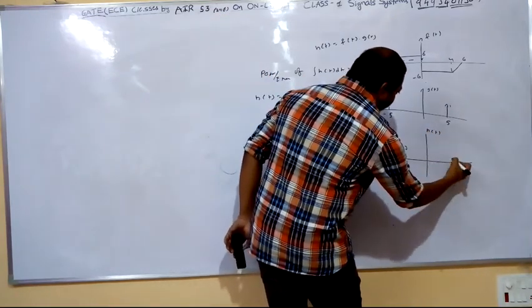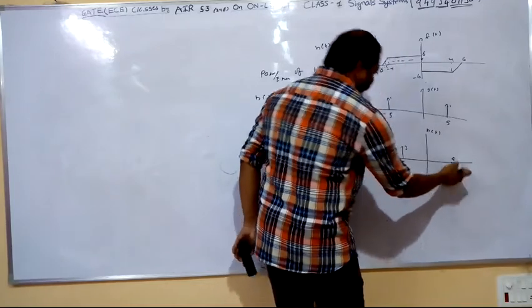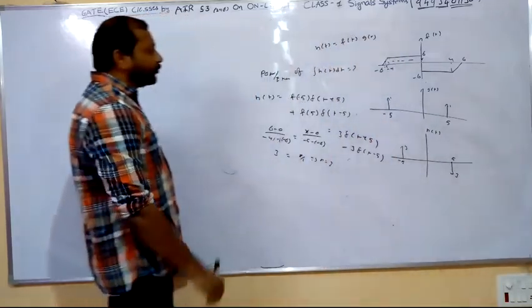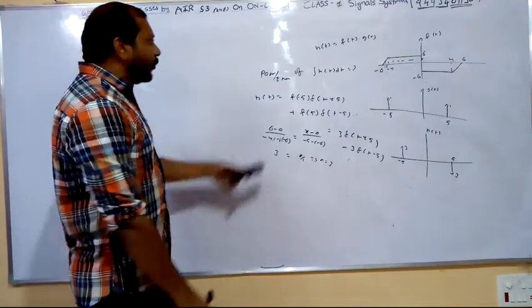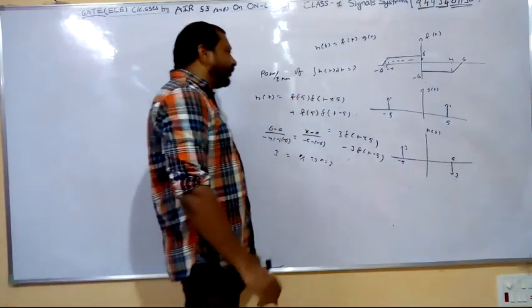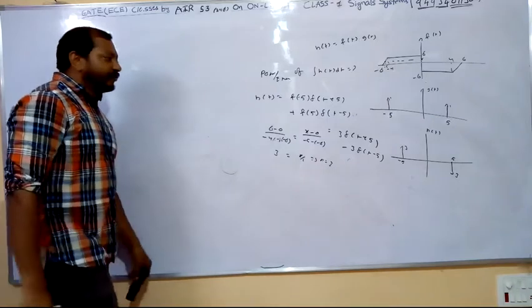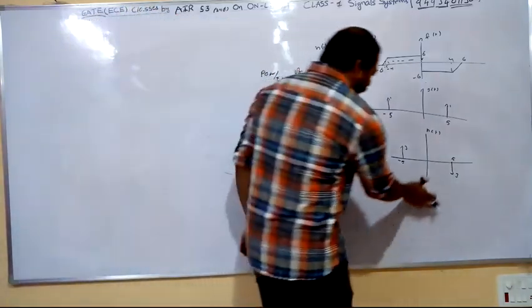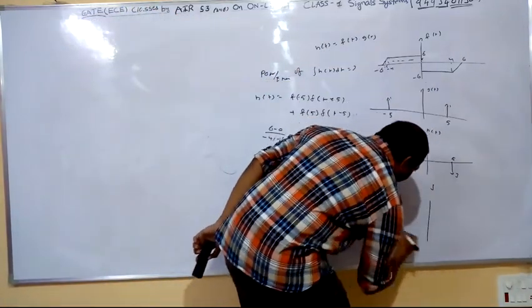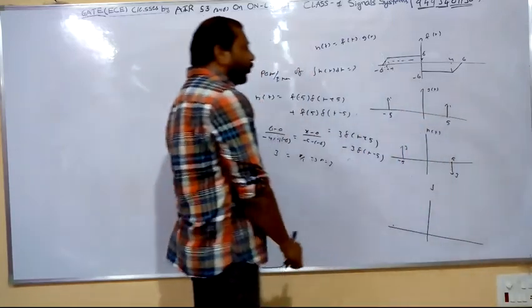Now here the corresponding strength is equal to minus 3, and the signal is at t equal to 5, and the corresponding strength is equal to 3 only. Now they are asking for the integration of the signal. How can you do the integration? We have already done this.